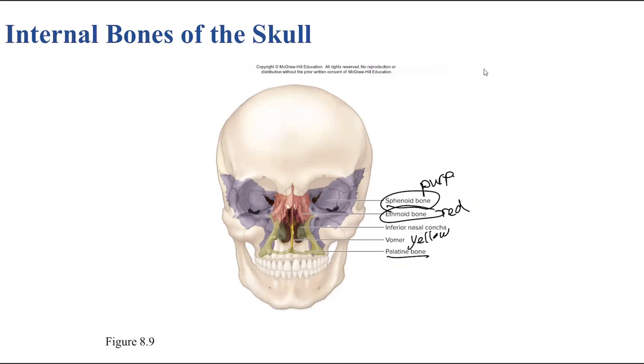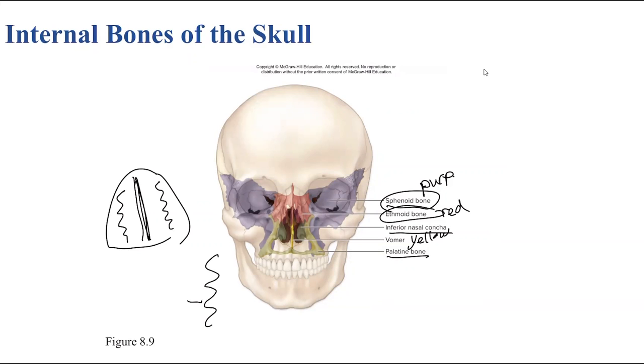Palatine bone they've made green. Okay, now in your nasal cavity, so this is the vomer, and then this is your nasal cavity. In here, there are ridges, and we talk about them when we get to the respiratory system. Those ridges are called the inferior nasal concha. They increase the surface area, so when you bring air in, it gets moistened and cleaned out before you inhale it into your lungs.